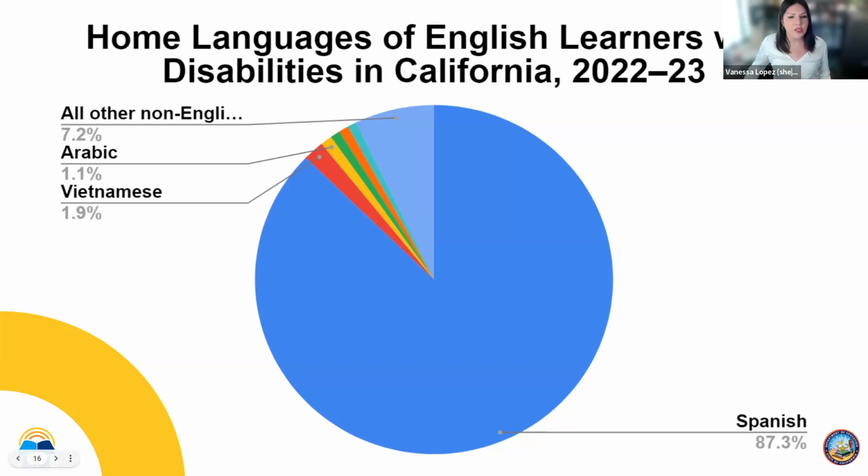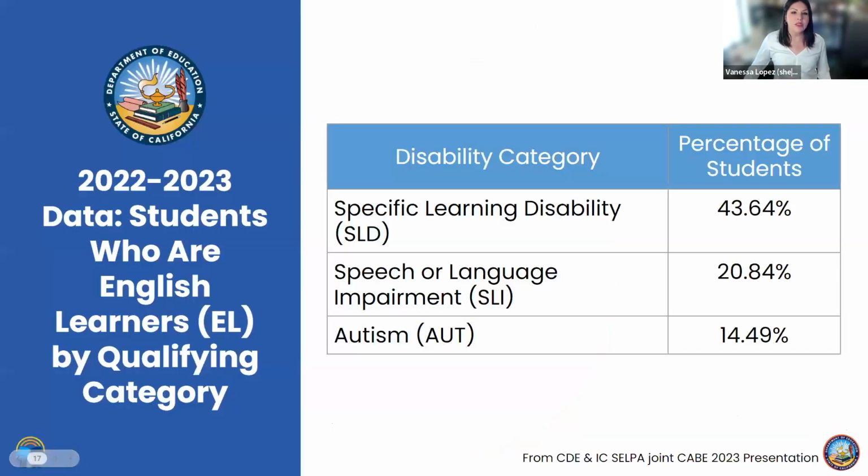So again, no shocker, we know that in the state of California, when we're looking at home languages of English learners with disabilities, overwhelmingly it's Spanish. However, we know that Arabic, Vietnamese, Filipino, Cantonese, and Mandarin follow, with all other non-English languages, including dialects, following suit. Around 7.2% are included there. So in the past, we've talked about the percentage of the top 3 disability categories in the state of California.